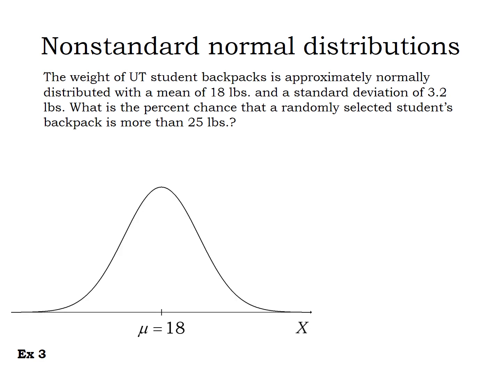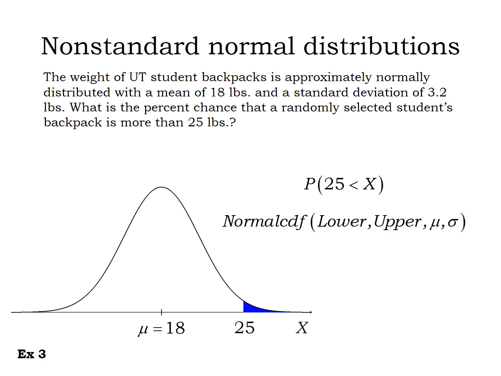We're going to start by drawing our normal curve. We want the probability that we have a backpack that weighs more than 25 pounds. So we need to find the area to the right of the 25. We're going to do this with the normal CDF. Again, lower, upper, mean, and standard deviation. So in this case, we're going to go from 25 to infinity. Our mean was 18. The standard deviation was 3.2. And we're going to end up with roughly 1.435%.